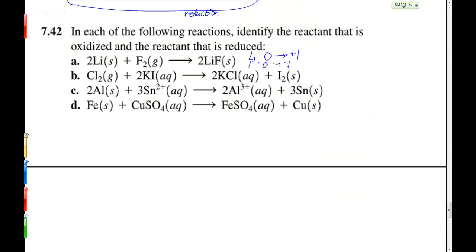And this is easy to flip, just like the exothermic and endothermic thing. Fluorine's being oxidized and lithium's being reduced. Close. Yeah. Oh, yeah.